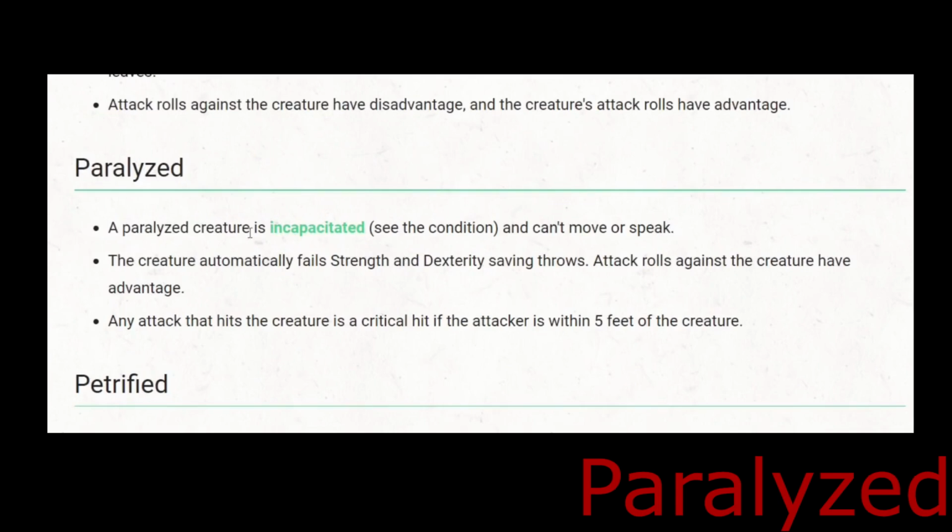Next, we have Paralyzed. A paralyzed creature is incapacitated and can't move or speak. The creature automatically fails strength and dexterity saving throws. Attack rolls against the creature have advantage. Any attack that hits the creature is a critical hit if the attacker is within 5 feet of said creature.